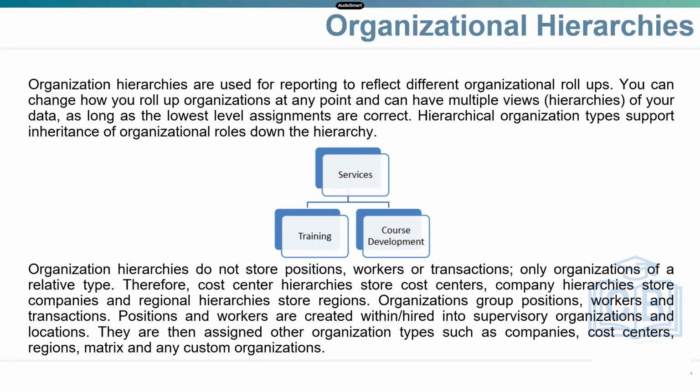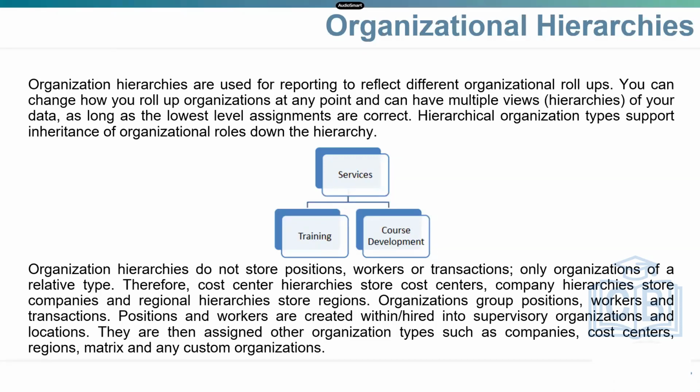Hierarchical organization types support inheritance of organization roles down the hierarchy. So if we have assigned the company, say at the HR level, and the cost center at the HR level, any of the other subordinate supervisory organizations under HR will all inherit that information from the HR organization itself.